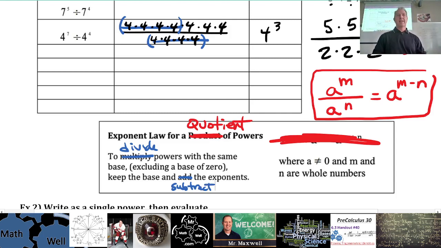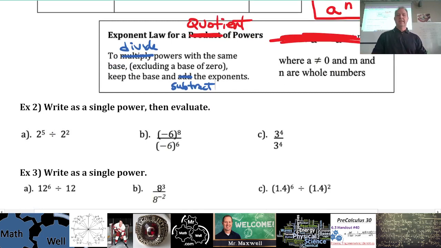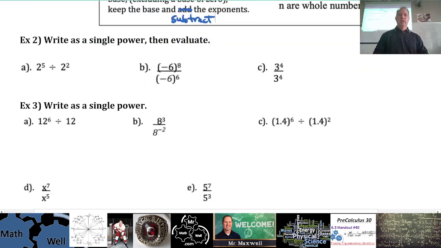Any questions there right now? Is everybody understanding this, or are there any clarifying questions? Did I miss something? You guys are good? All right. Okay, let's get some practice then. Here's some practice down here. Write as a single power, then evaluate.